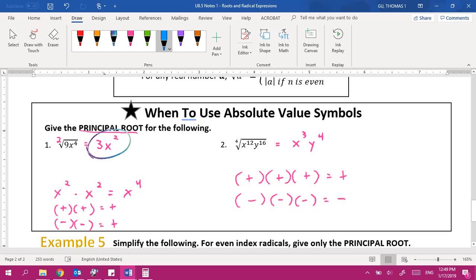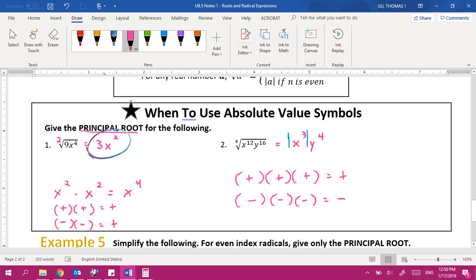Absolute value. Remember, absolute value makes whatever's inside those bars a positive. So what do I need to put the bars around? The absolute value on the x cubed, that's right. Because x cubed is the term that could be positive or negative. So we want to make sure that it always comes out positive because we're looking for the principal root.